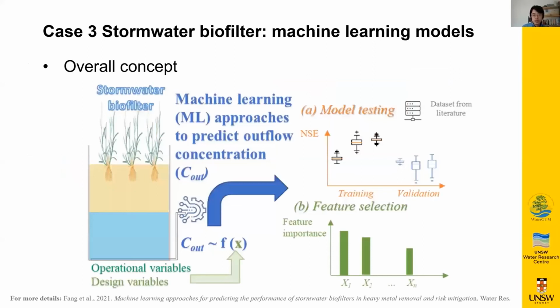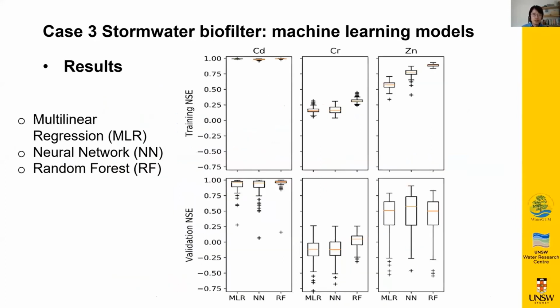So the next case is also on stormwater biofilters. Instead of using statistical models, we used machine learning methods with data collected from the literature on heavy metals. We then used different feature selection functions of those machine learning methods to identify the key features. For the model performance, we used multilinear regression, neural networks, and random forest. We can see the model performance varied across different pollutants.